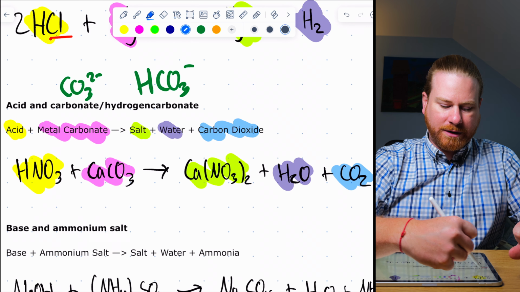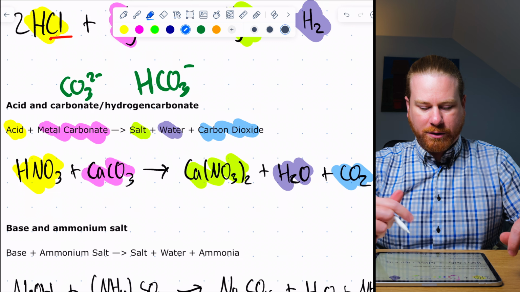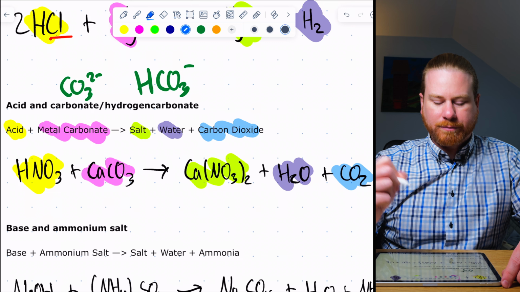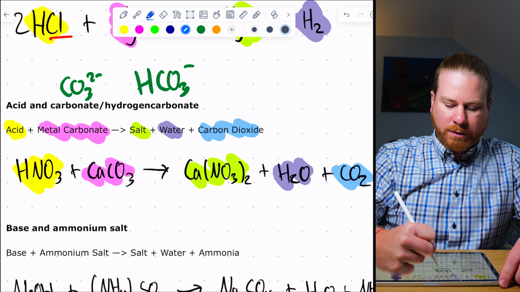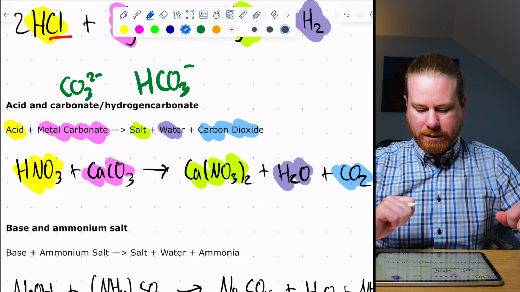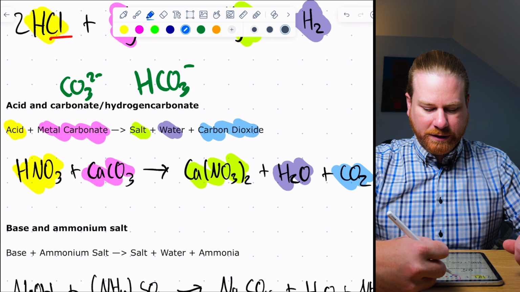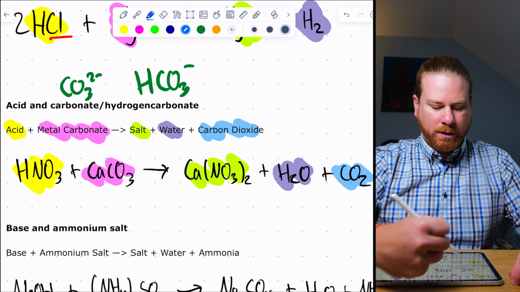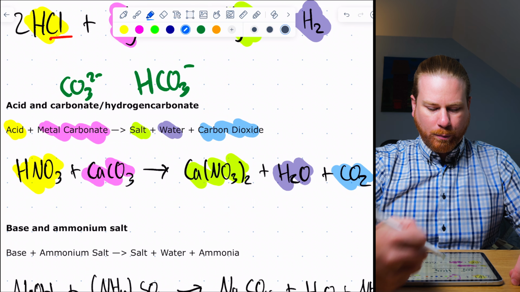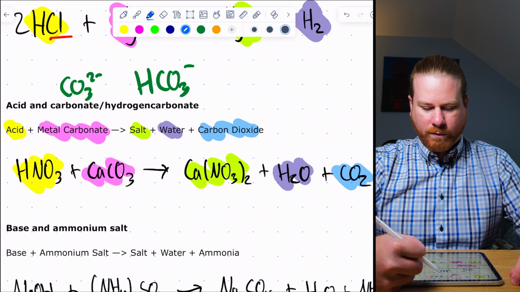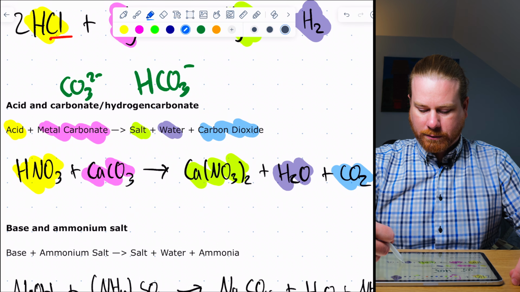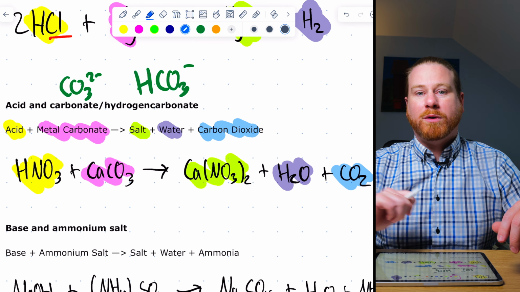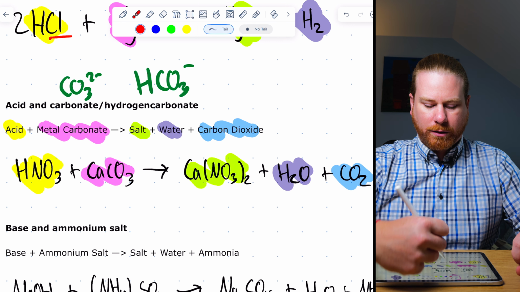Okay, on to our next example. This is an acid reacting with either a carbonate or a hydrogen carbonate. The carbonate ion is this, which is slightly different to the hydrogen carbonate ion, but the equation is the same in terms of what is produced. So again we've got an acid reacting with the metal carbonate, and again we're getting a salt, water, and carbon dioxide. It doesn't matter if it's the metal carbonate or the metal hydrogen carbonate, we're going to get these three products.